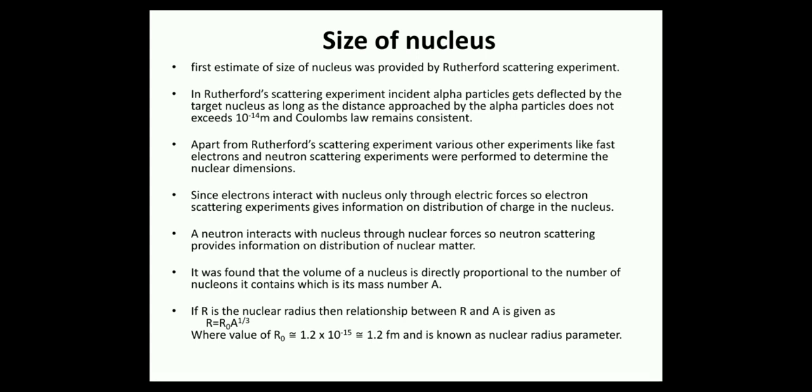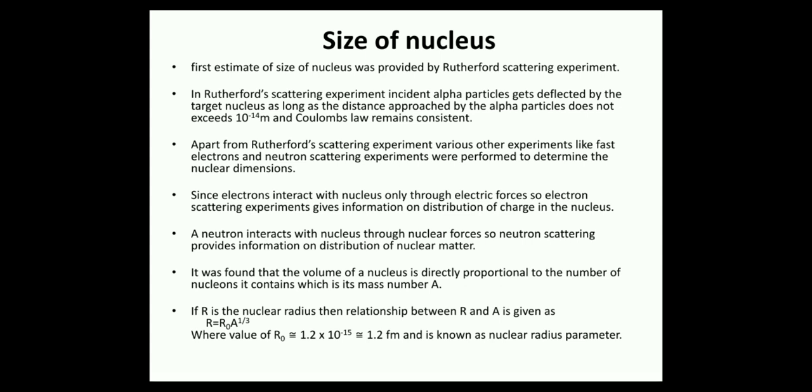Apart from the Rutherford scattering experiment, various other experiments like fast electron and neutron scattering experiments were performed to determine the nuclear dimensions. Since electrons interact with the nucleus only through electric forces, electron scattering experiments give information on the distribution of charge in the nucleus. A neutron interacts with the nucleus through nuclear forces, so neutron scattering provides information on the distribution of nuclear matter.